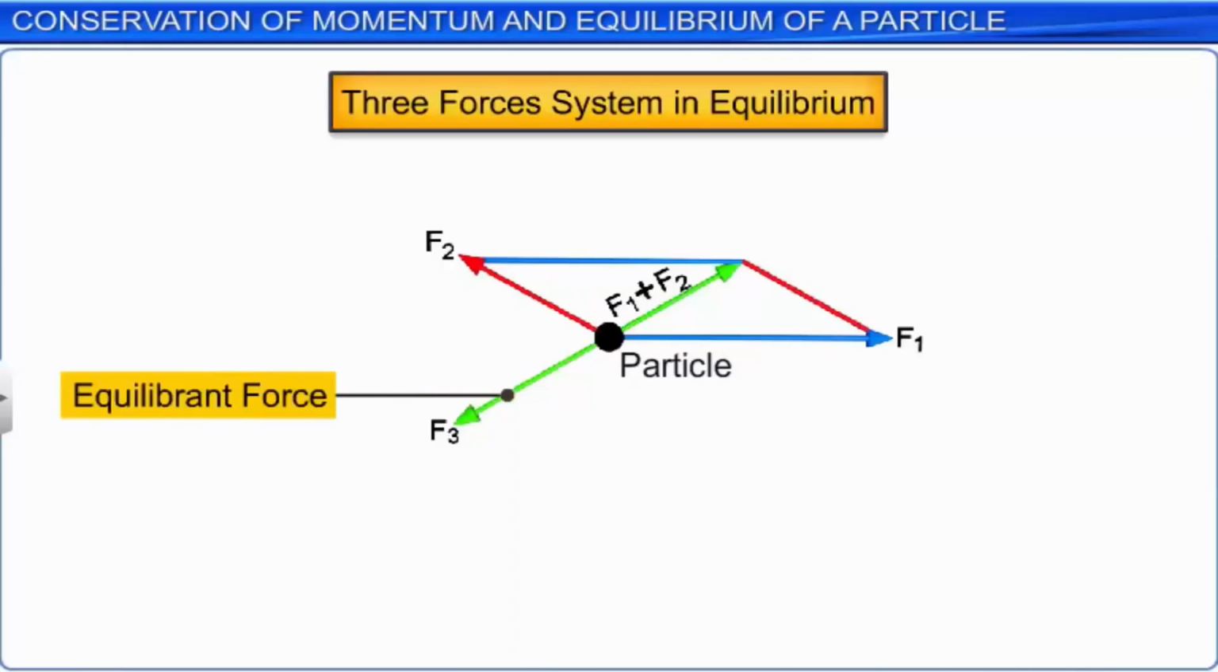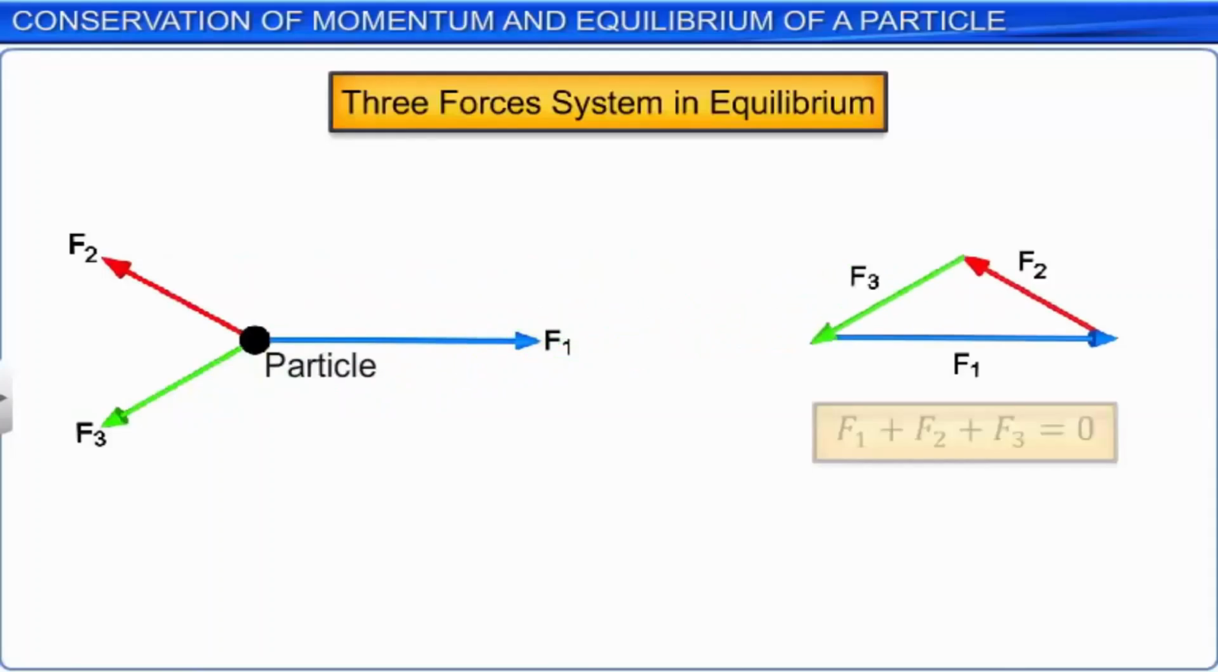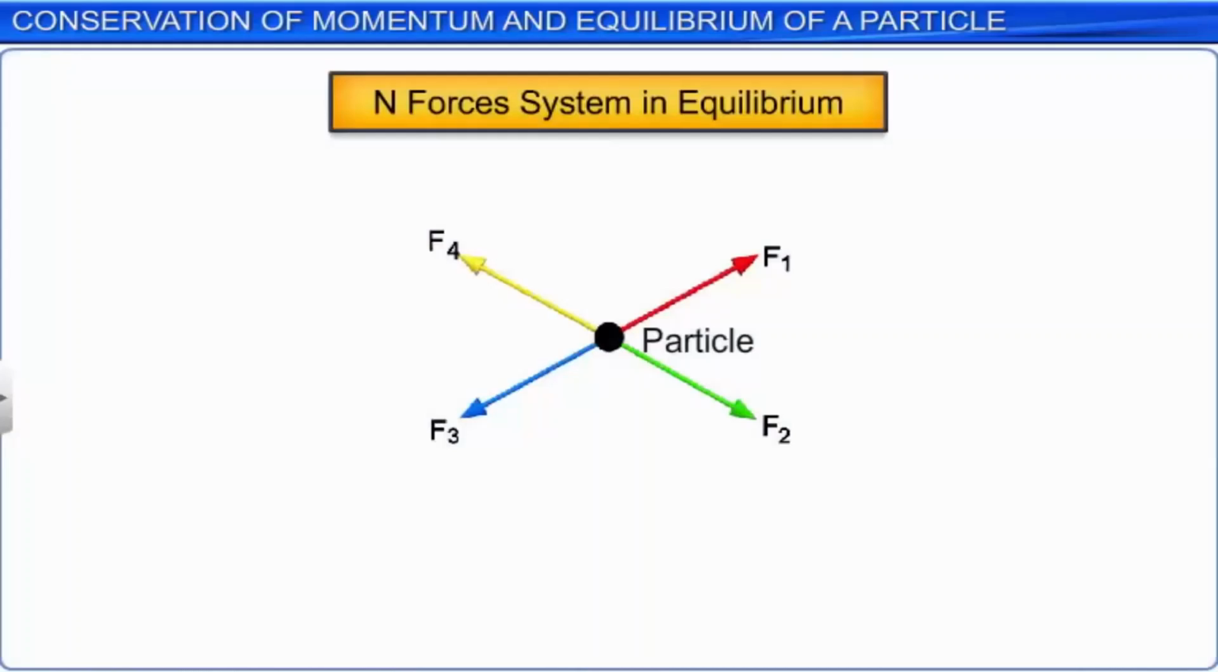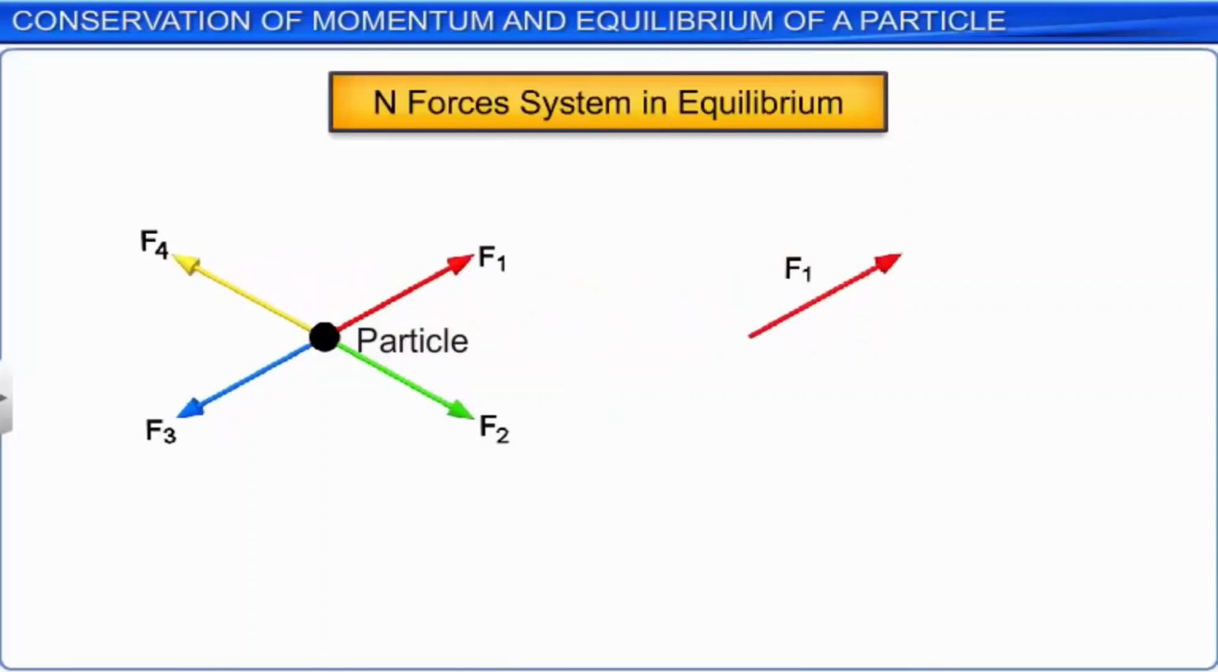The vector sum of the three forces must be equal to 0. When n number of forces act on a particle and keep it in equilibrium, the vector sum of the n forces must be equal to 0. The vector sum can also be determined making use of the three components of the forces.